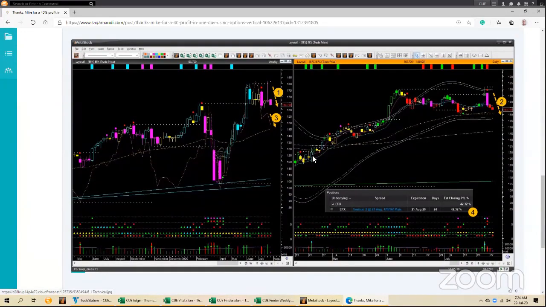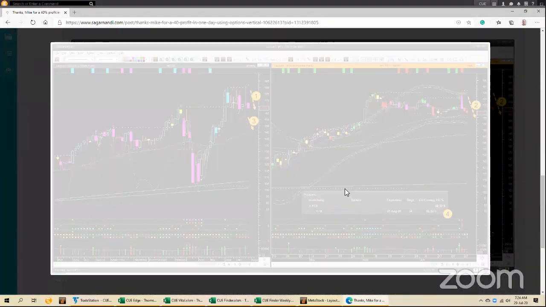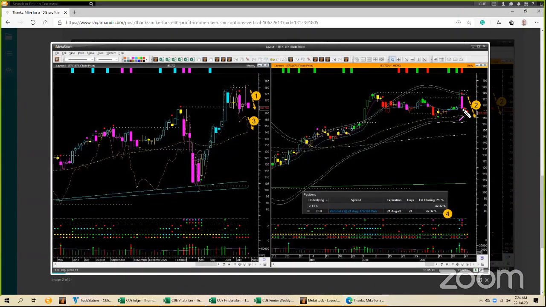And let's see what vertical I used. I shorted it on Monday. So you may say around this price level. Let's say just below 170. And see how I constructed the vertical. I bought 170 put that was in the money and I sold 160 put.